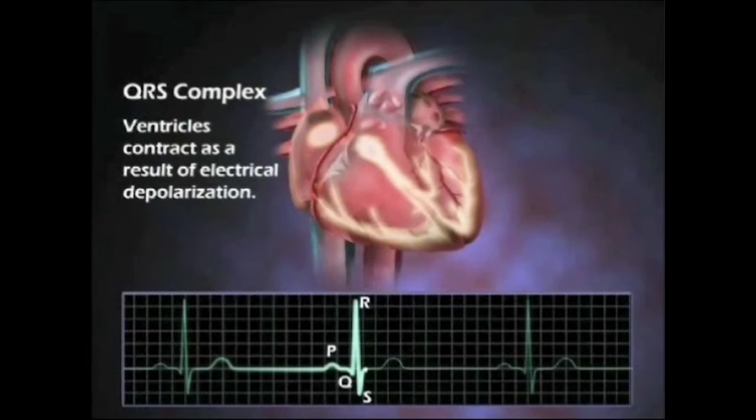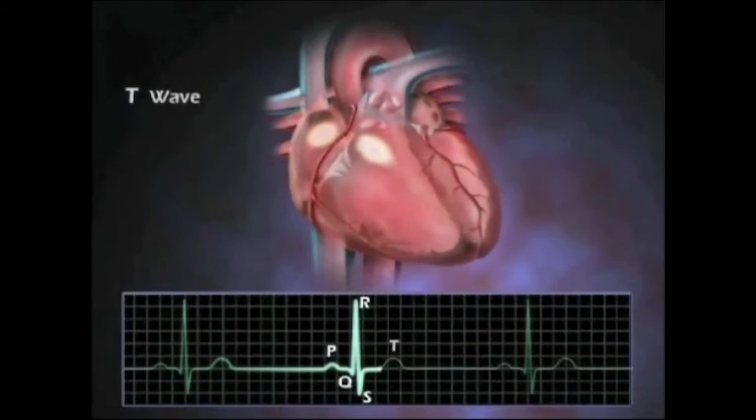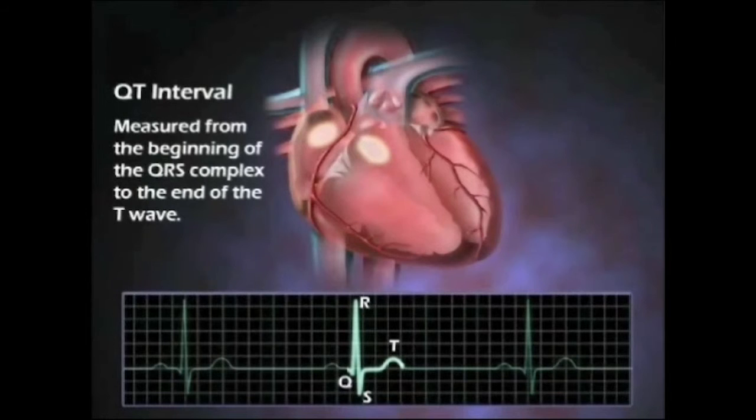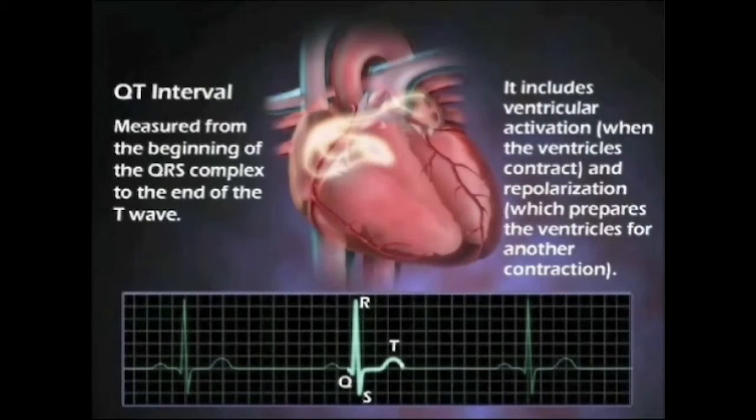corresponds to the QRS complex, with the Q wave being the initial downward deflection, the R wave being the upward deflection, and the S wave being the subsequent downward deflection. The repolarization or recovery of the ventricles can also be seen on ECG and corresponds to the T wave. The duration of each part of the cardiac cycle can then be measured on ECG by the corresponding interval. For example, the time it takes to complete ventricular activation and repolarization can be measured from the beginning of the QRS complex to the end of the T wave, called the QT interval.